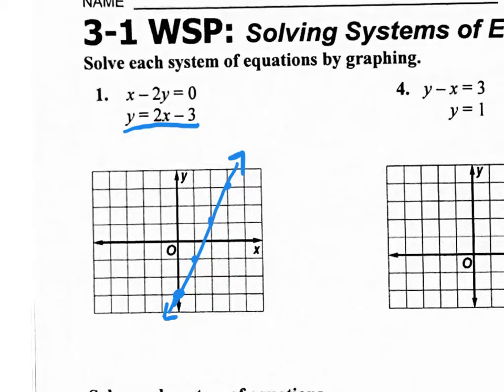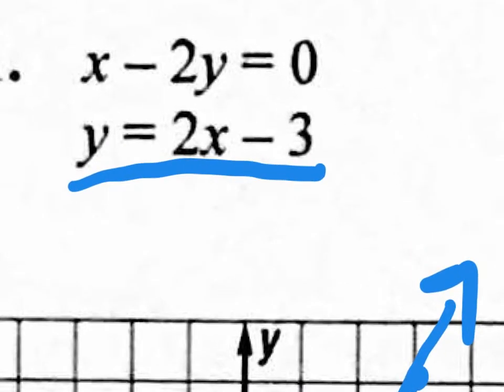Now, the other one is not ready to go. You need to get y by itself first. So you'd have to subtract x and rewrite your equation. So the equation is going to be -2y equals -x plus 0.